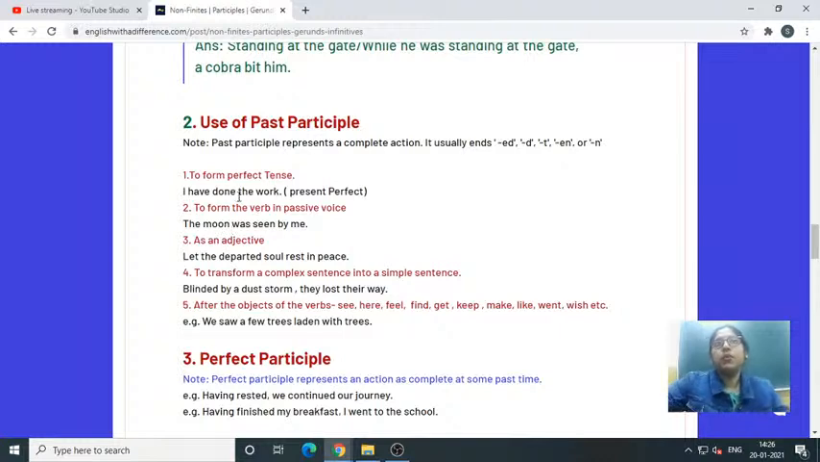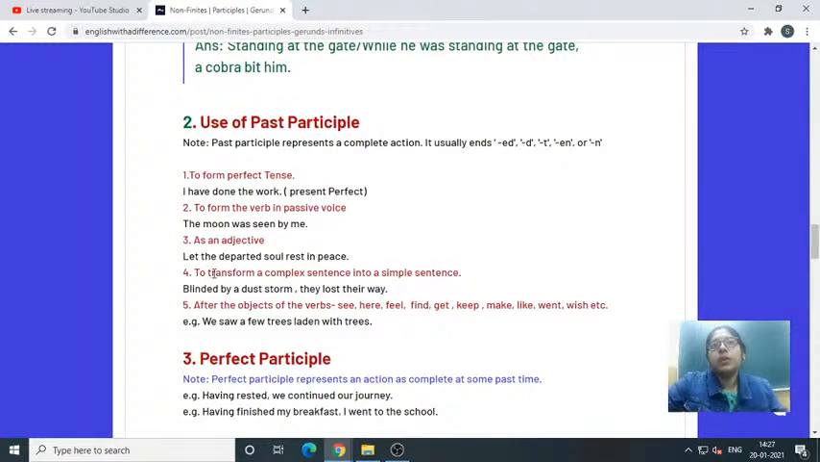Next one, to form the verb in passive voice. When we make passive voice, what do we do? Past participle we are using. Okay, the moon was seen by me. If I say I saw a moon, then when I change it to past passive voice, what will be the answer? The moon was seen by me. This will be the answer. And now as an adjective we are also using it. So how are you using it as an adjective? You can see, let the departed soul rest in peace. So this departed is used as an adjective here.